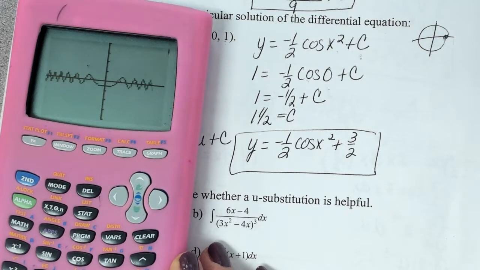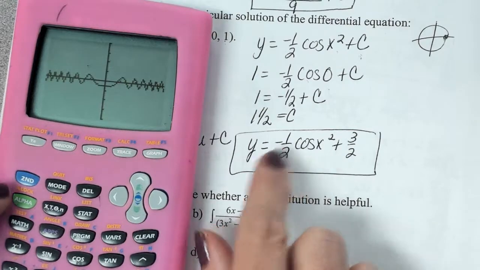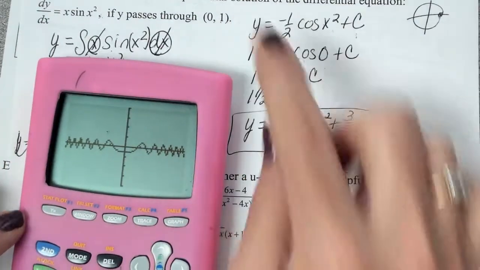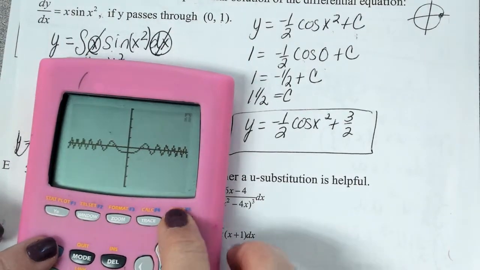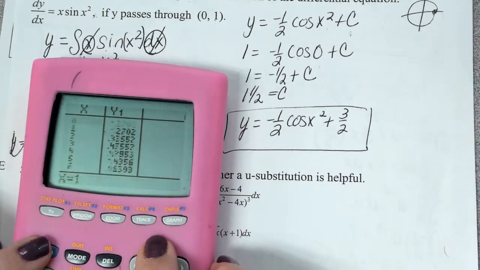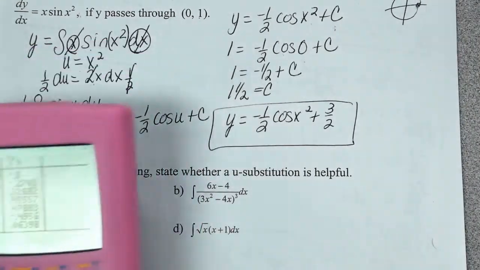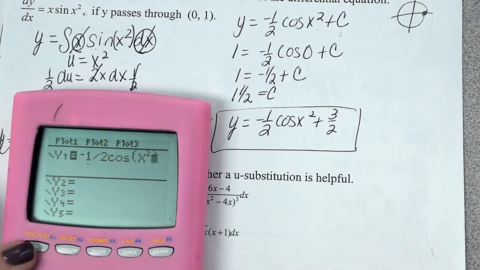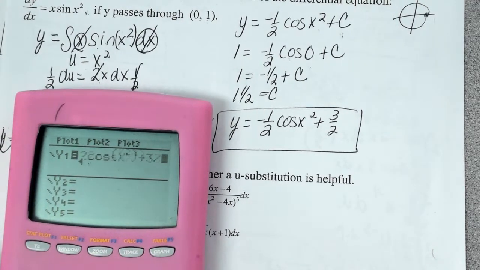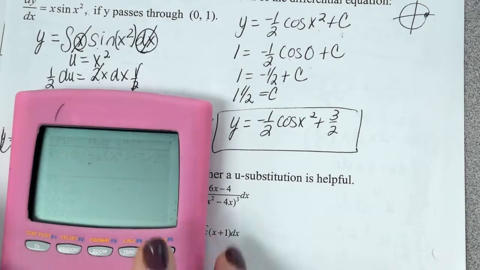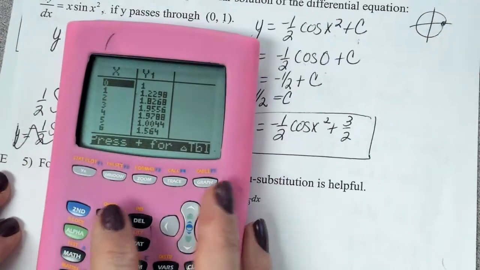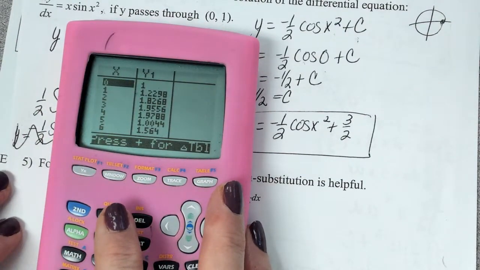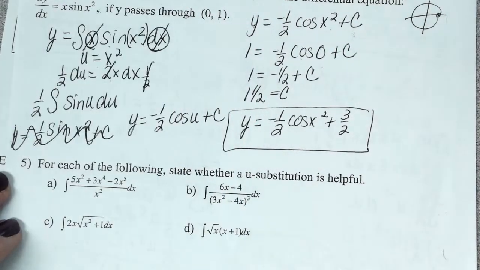This is the way that the function looks. I want to make sure that my function passes through that point 0, 1. So I'm going to look at my table. Oh, I forgot the plus 3/2. Thank you. All right, so there we go, 0, 1. Okay, makes sense? We can check.